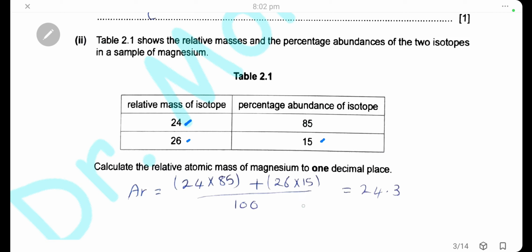To calculate the relative atomic mass of magnesium, we will first multiply the first isotope by its percentage abundance, then the second isotope multiplied again by its percentage abundance. We will add them both together, then divide by 100. The relative atomic mass of magnesium will be 24.3.